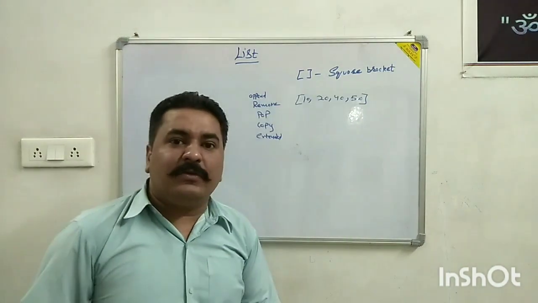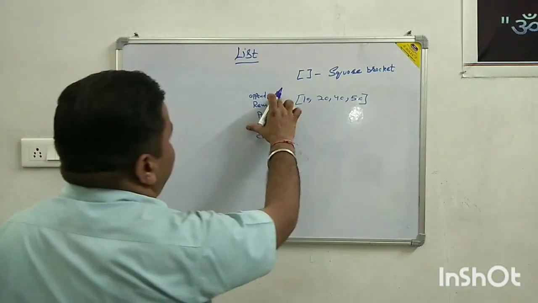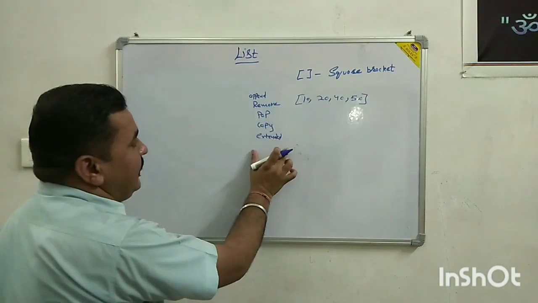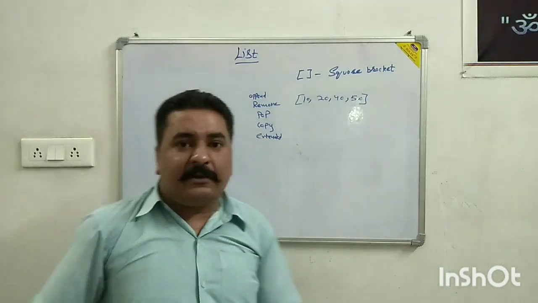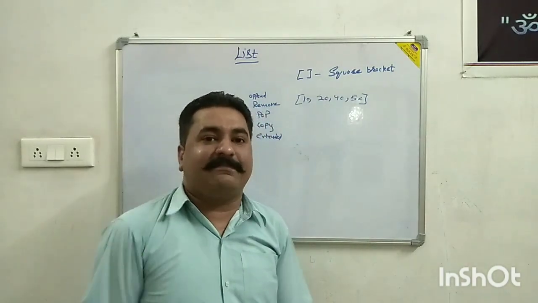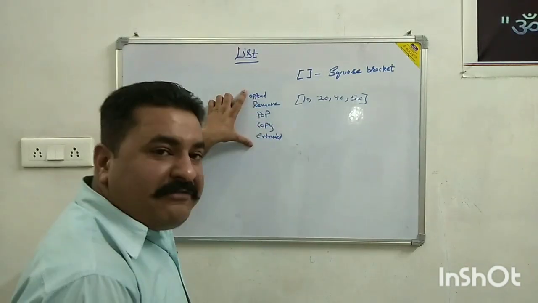We will be using different options here: append, remove, pop, copy, and extend. If this list does not exist, you can use Control plus Space. This will show you the proper function list.